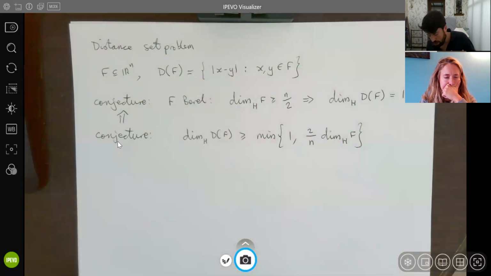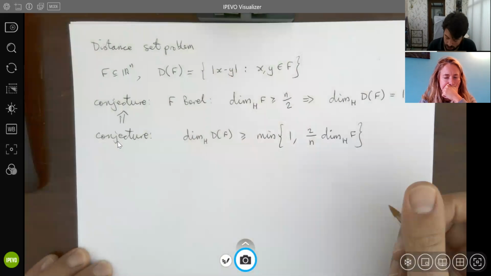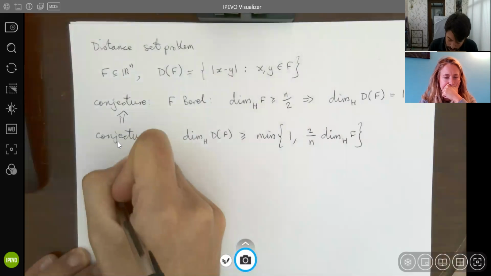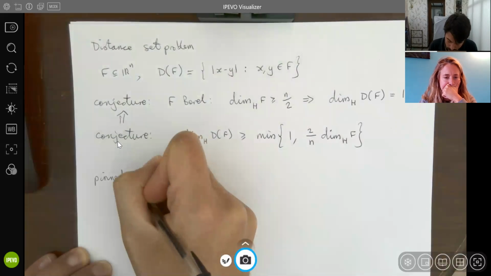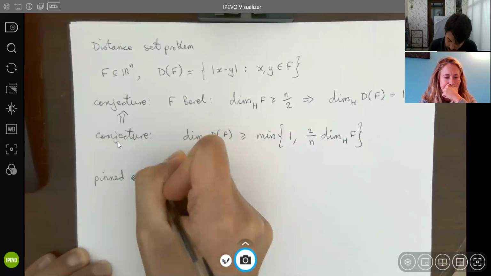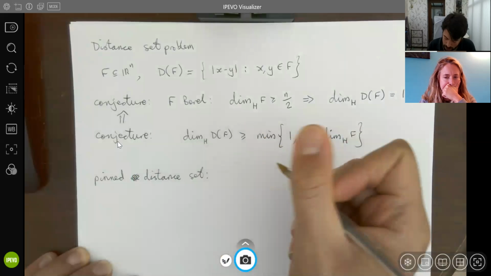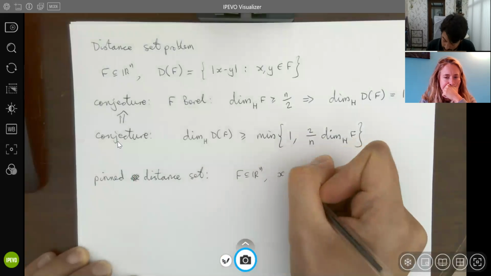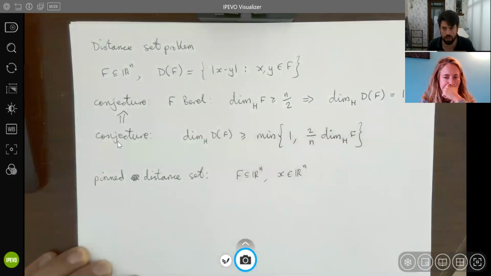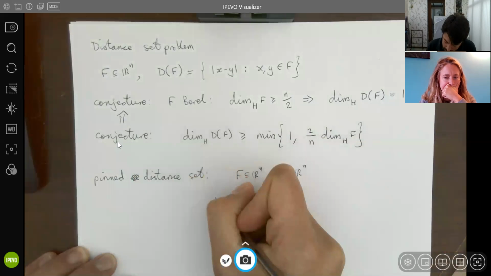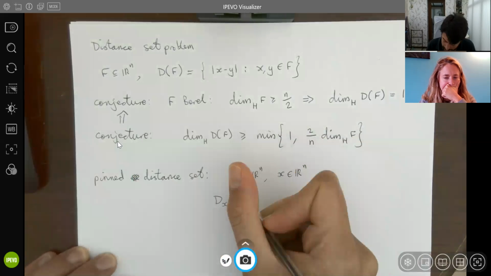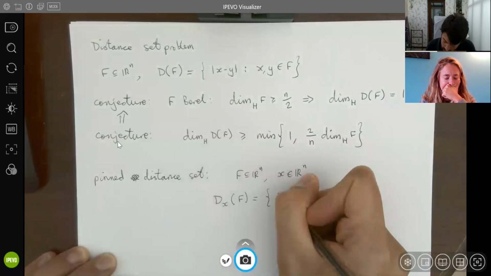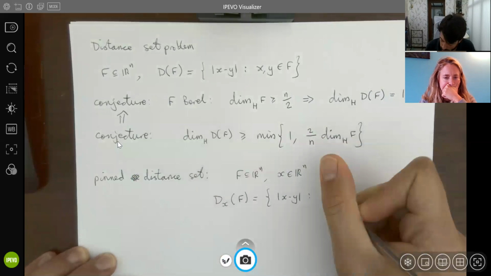So the connection between this problem and the projections problem is going to come via nonlinear projections, as you can probably guess. But one way to see this connection immediately is just by considering, instead of the distance set, the pinned distance set. So this is the same setting as above, so F is a set in R^n, but this time I'm going to fix a point x also in R^n. x may or may not be a member of the set F. And then the pinned distance set, which I'm going to write as d subscript x of F, is just the distances formed between x and points in F.